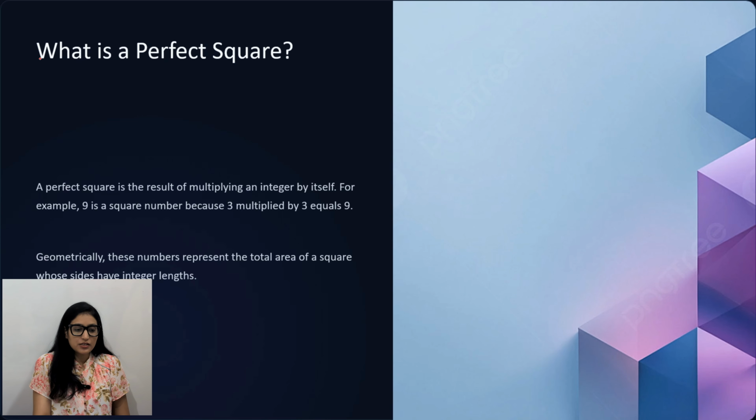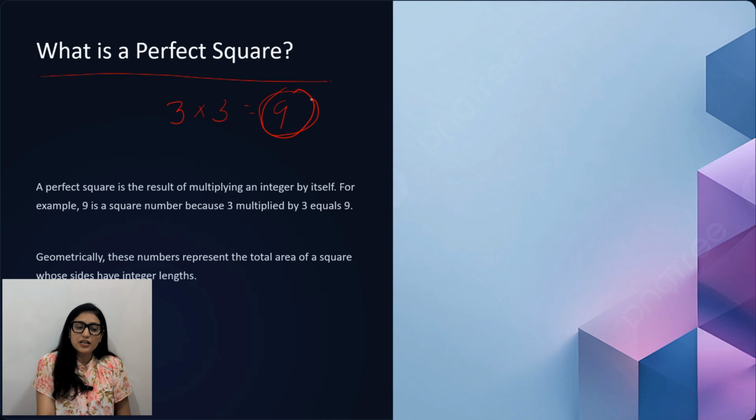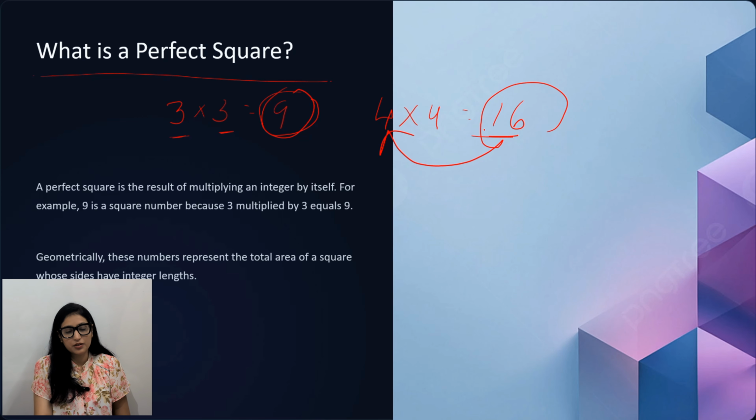So, what is a perfect square? For example, if I write any number 3 into 3, it will give you 9. That means 9 is a number which we got by multiplying 3 and 3. Now, similarly, if I write 4 multiply by 4, we are getting 16. So, you can find the square root of these numbers.